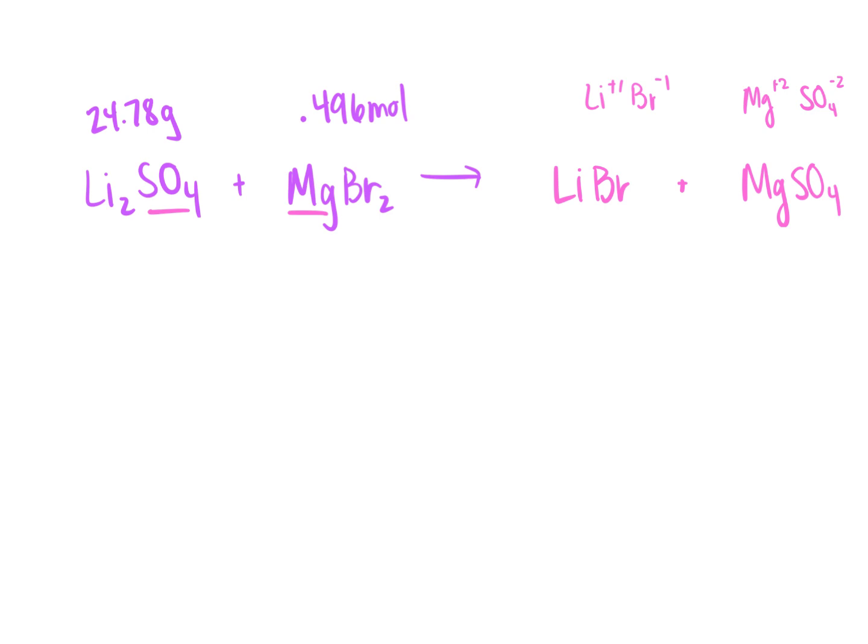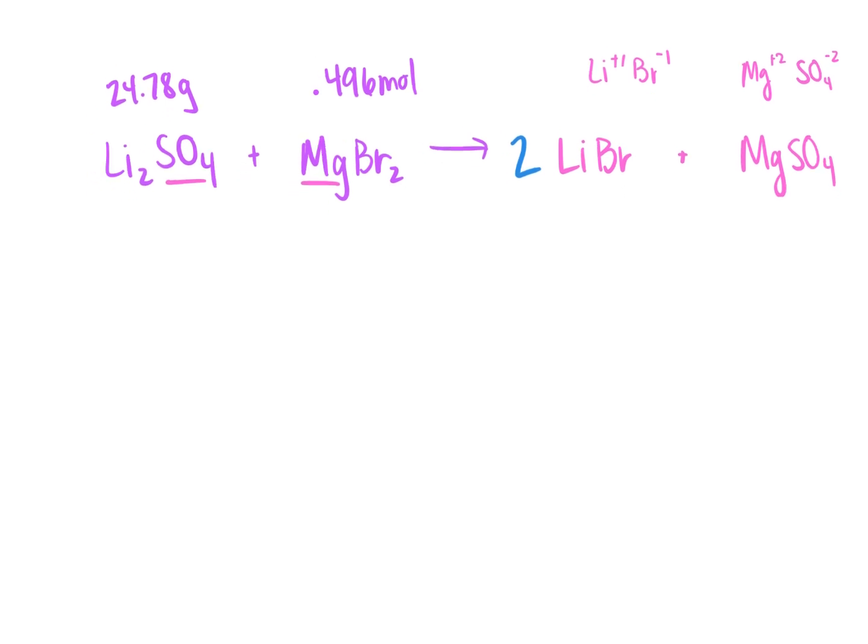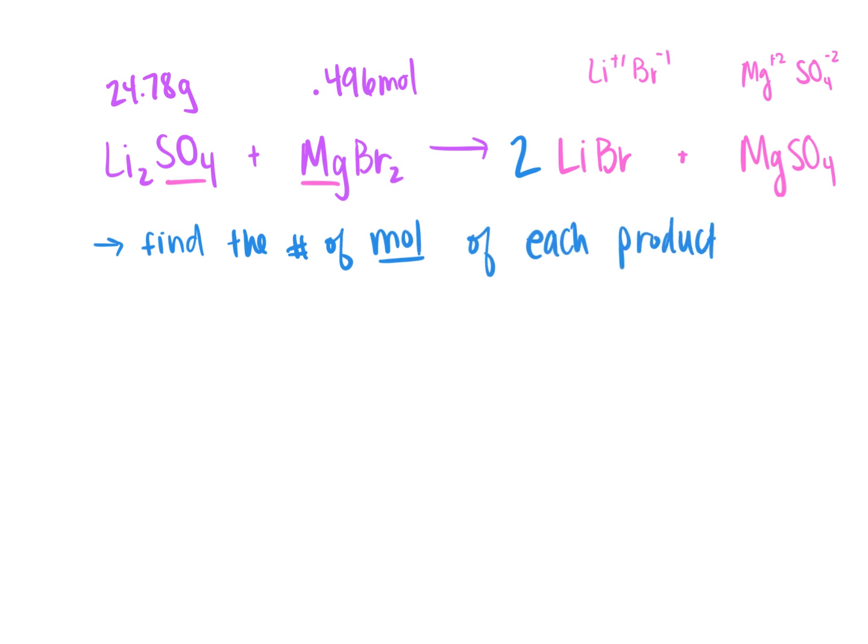What can I do to get my reaction balanced? Just a 2 right there. And now it's balanced. Okay? So we said our goal is to find the number of moles of each product. That's the goal. Each product.